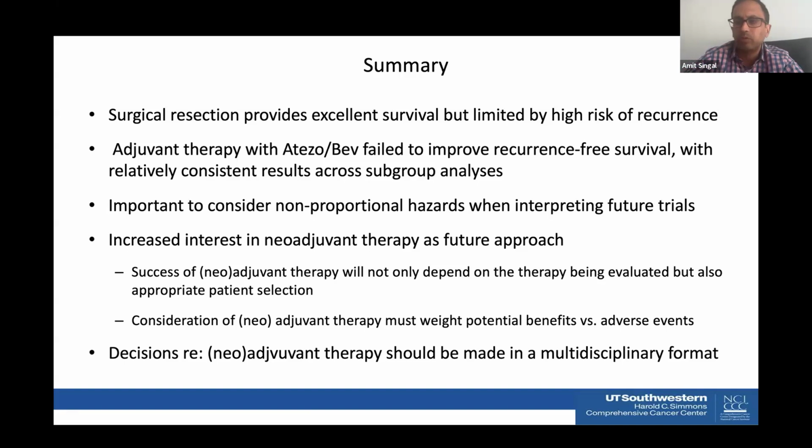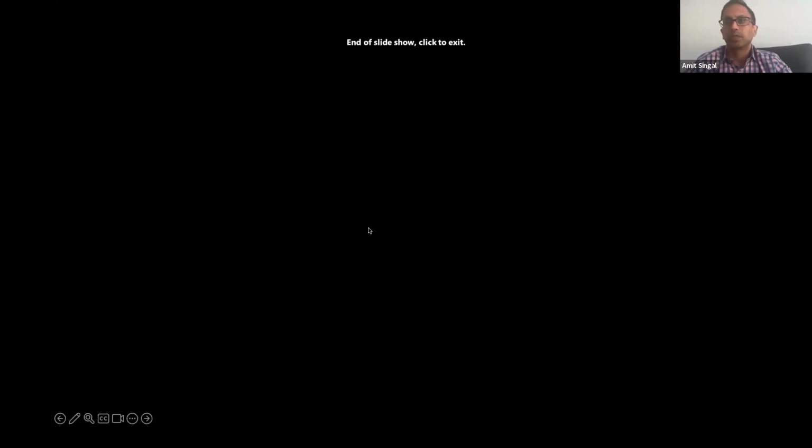As I talked about, even for adjuvant therapy, we need to think through patient selection. It will also be something that we need to think through for neoadjuvant therapy. And then, as I briefly mentioned, we need to really weigh potential benefits versus adverse events, including the risk of progression, potentially falling off resectability, like brought up by Dr. Spencer. And my final point, decisions regarding neoadjuvant therapy should be made in a multidisciplinary format. Thank you.